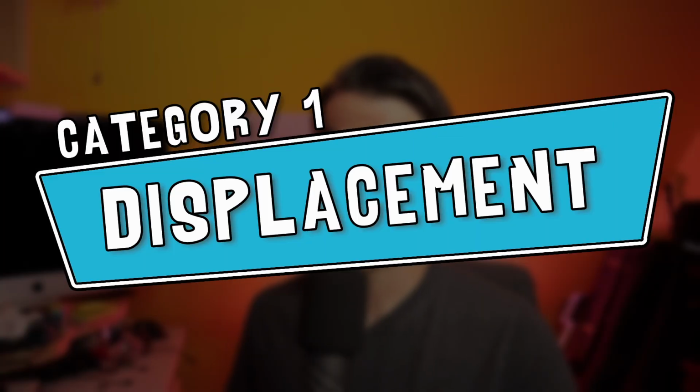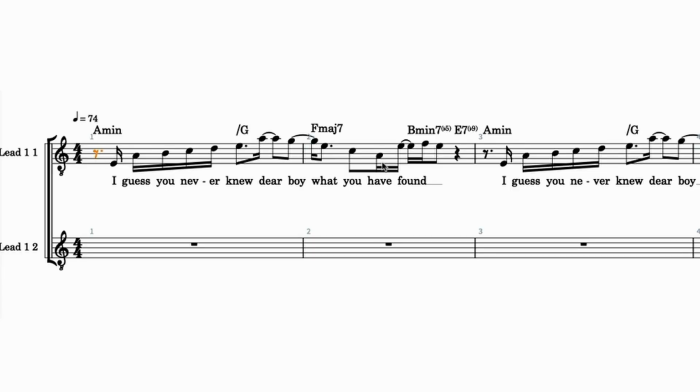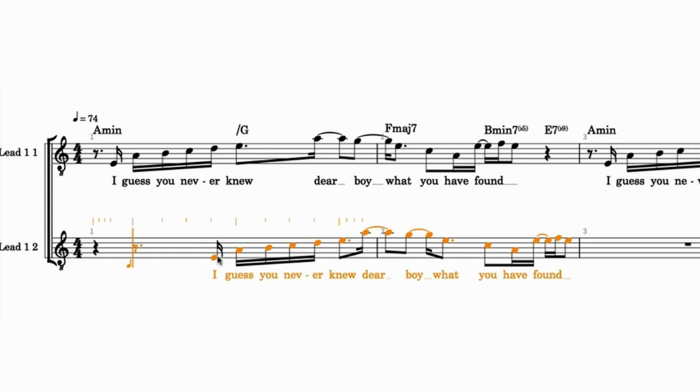So this is category 1, and I call it displacement. So as the name implies, all you have to really do is copy-paste the same melody and shift it over a bit, and that creates polyphony. This is by far the easiest way to create polyphony since you don't have to write anything new. But there are still some things that you should keep in mind in order to make it work.